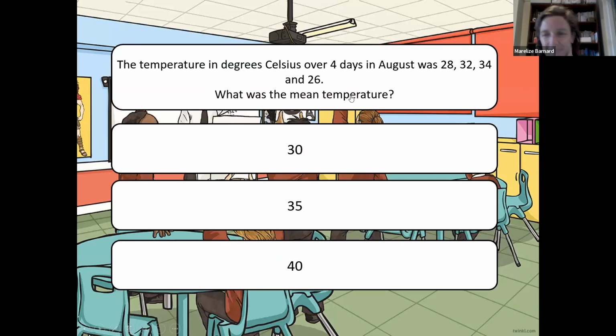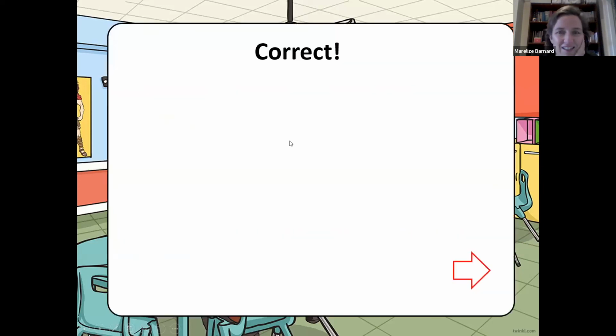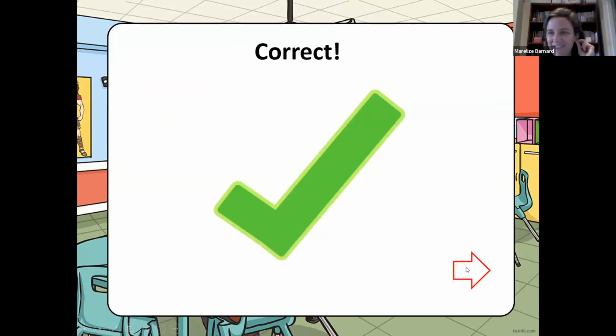How does that one work? Oh, we've gone past it. I think this is the last one. Temperature in degrees Celsius over 4 days in August was 28, 32, 34, and 26. What was the mean temperature? Is it 35? No, keep trying. Is it 30? Yes, well done, everyone.